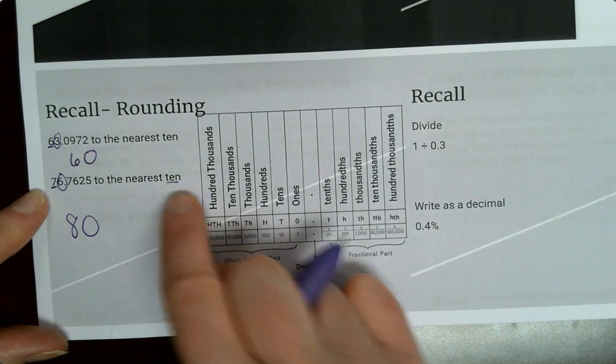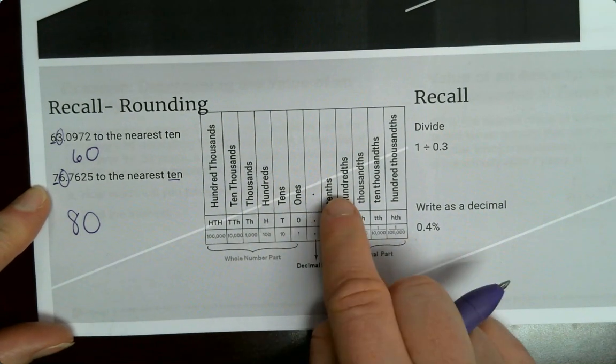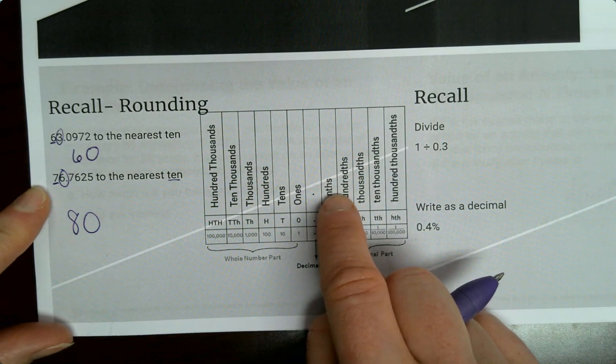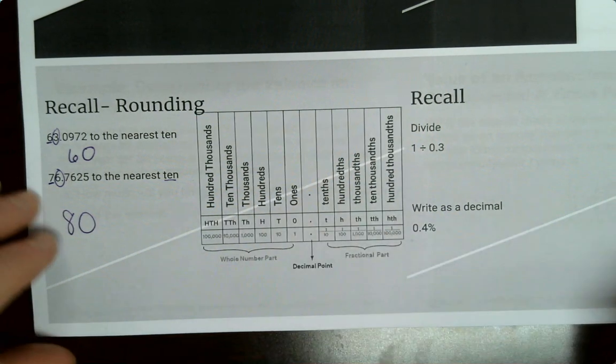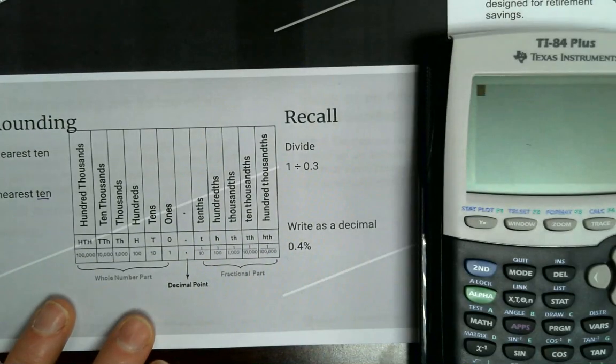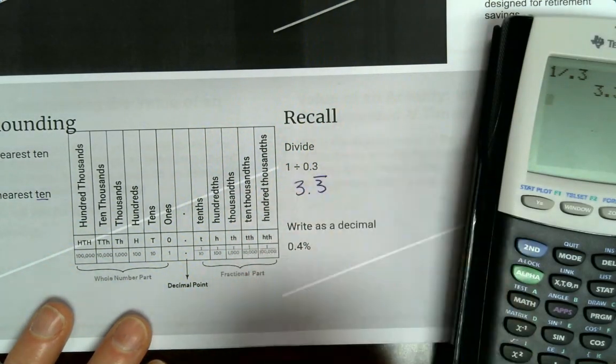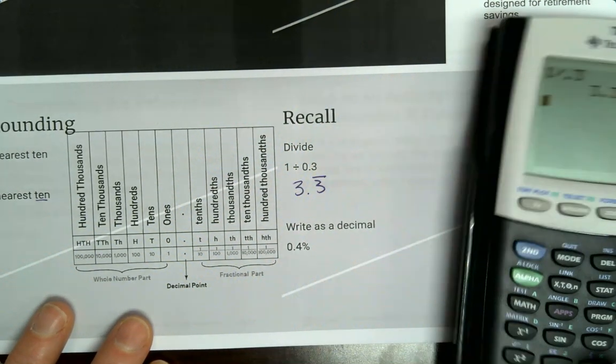If it says 10, we're talking about above or to the left of the decimal. If it's tenths, with the THS, we are going behind the decimal. Recall dividing 1 divided by 0.3. 1 divided by 0.3 is 3.3 repeating, or 3 1/3.